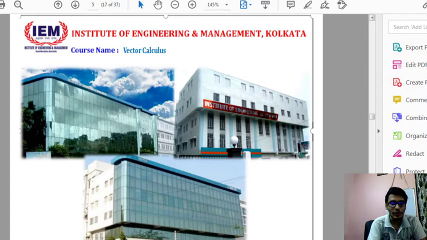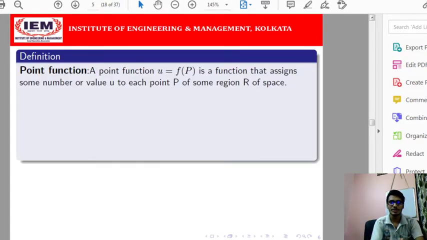In this lecture, I am going to discuss what a point function is, what a scalar point function is, what a vector point function is, and what a scalar field and a vector field are, with related examples. So what do we mean by a point function? Say we are considering a three-dimensional or two-dimensional plane. Then there are different points.